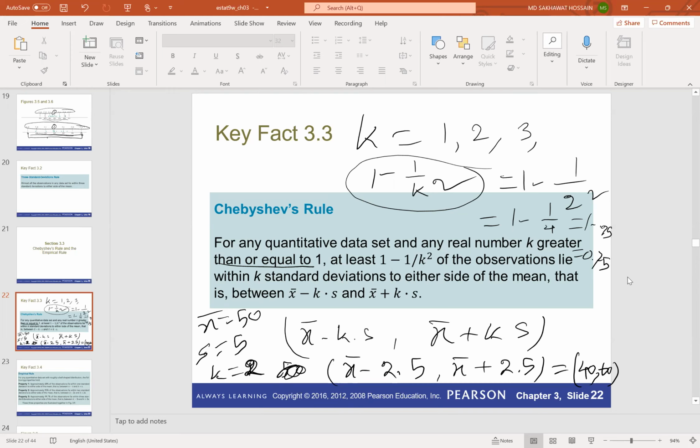And similarly, actually k should be greater than 1. If you consider k equals 3 or k equals 4, then 1 minus 1 over 4 square, that percent of observations will be between x bar minus k times s to x bar plus k times s, these two numbers. Is it clear, or do you have any question?